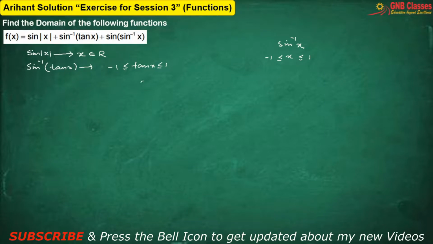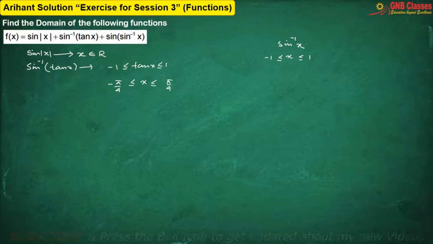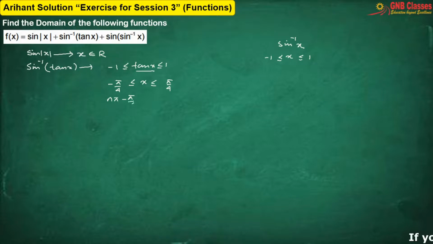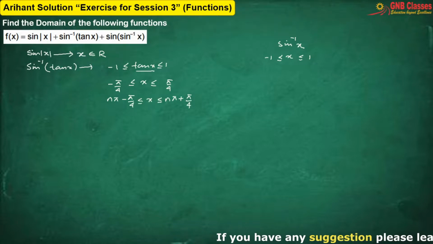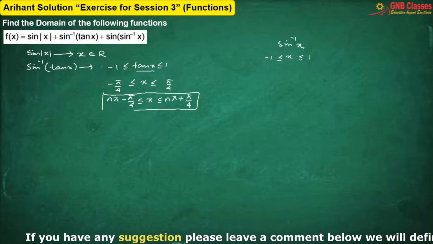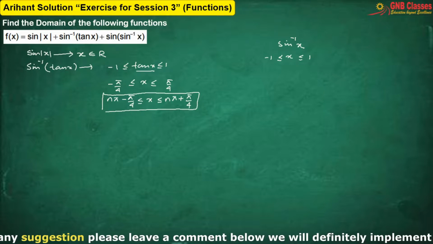Therefore, x belongs to -pi/4 to pi/4. Okay? Now, the period of tan x is pi. Therefore, x will lie between n pi minus pi/4 and n pi plus pi/4. Is it clear to all of you? So these are the values of x for which sine inverse tan x is defined.